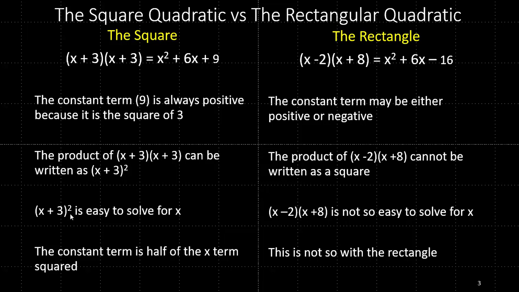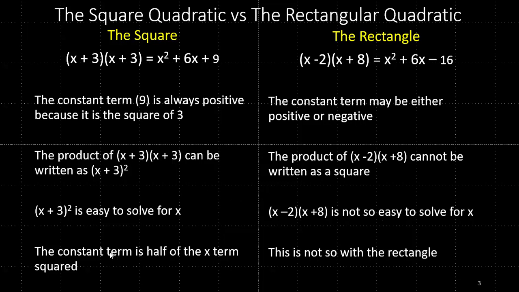On the left-hand side again, x plus 3 squared is easy to solve for x because all you have to do is take the square root of both sides of an equation that has this term in it. That reduces it to a linear equation, which you have lots of experience solving. In a rectangular quadratic equation, the product of the two binomials is not a square and is not so easy to solve for x, but we have techniques for that.